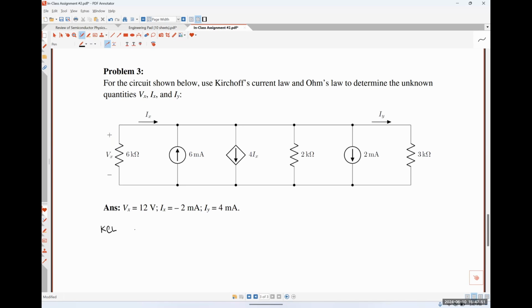And I'm going to say that we're going to do the top node because that's what we've been doing, and that's as good of a node as any. I don't believe we've used KCL number 1 before, so let's do that one. So that is currents that are entering the top node are positive, currents that are exiting the top node are negative.